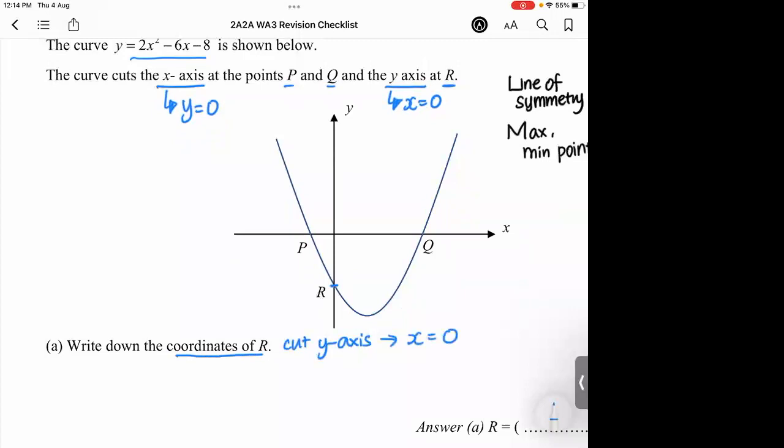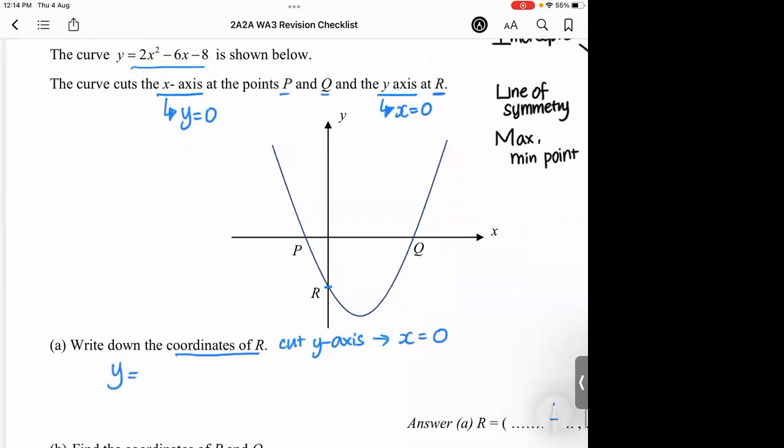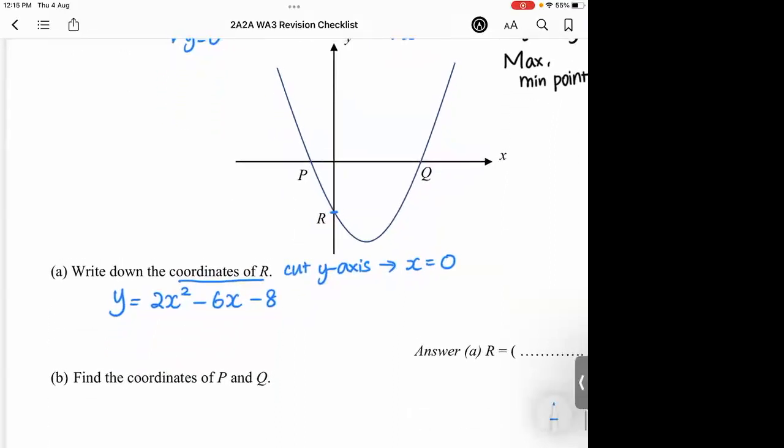We have our equation y = 2x squared minus 6x minus 8. What happens now? The value for your x is now what number? Respond. What is the x value now? 0. Only one person responding and the rest all not talking. I hope you all pay attention.